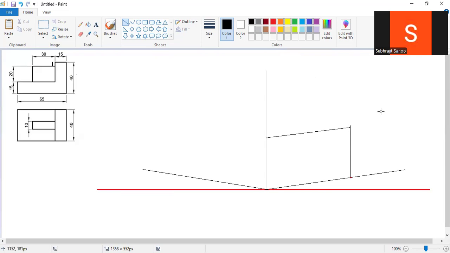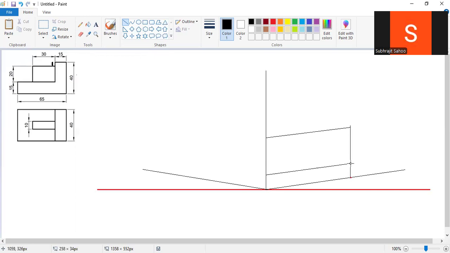So the frame is prepared. But the whole frame may not be required; it is required to erase somewhere. But first you prepare the frame. So I prepared a 65 into 40 frame. Here a small height is given, or not? 15, or not? So from the bottom you take 15. Sir, this is the bottom. You take 15, right? And join.